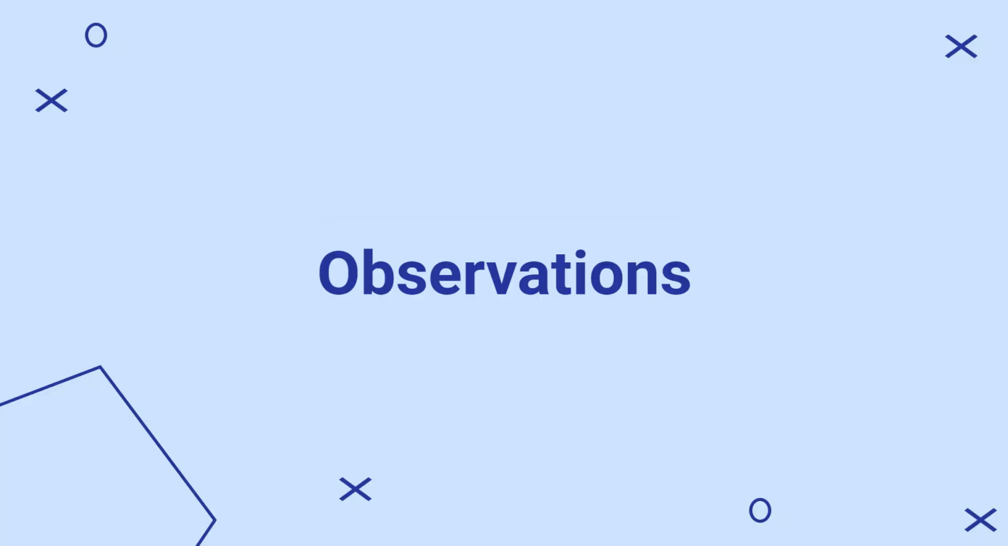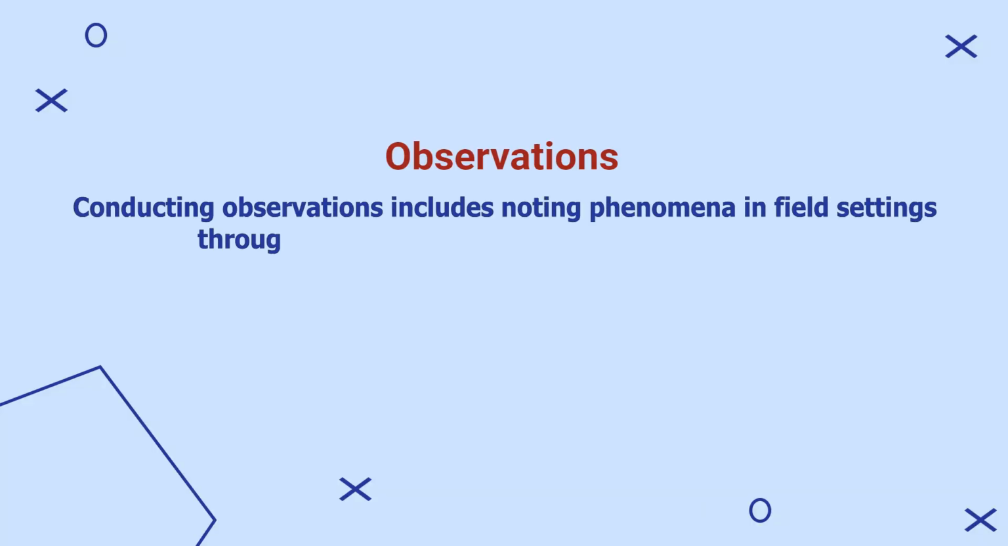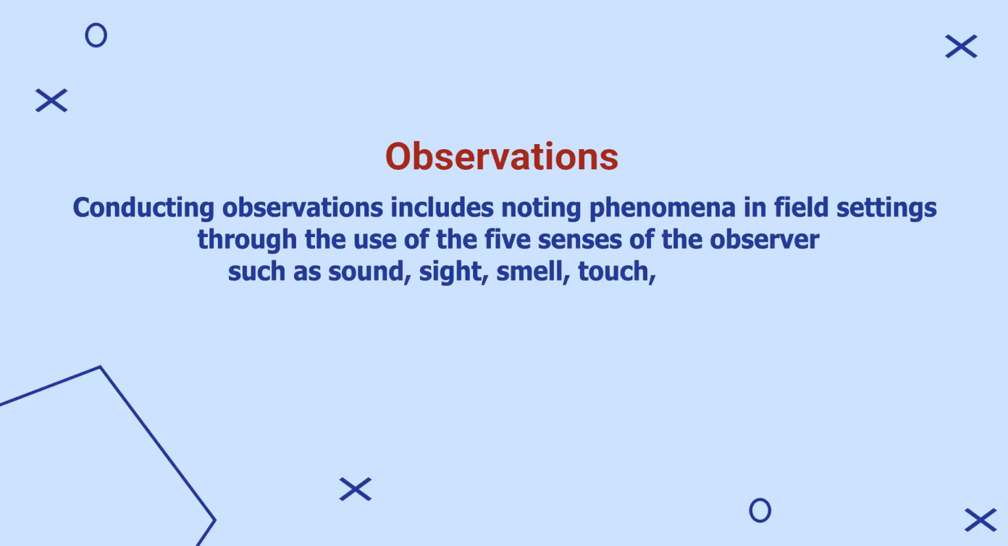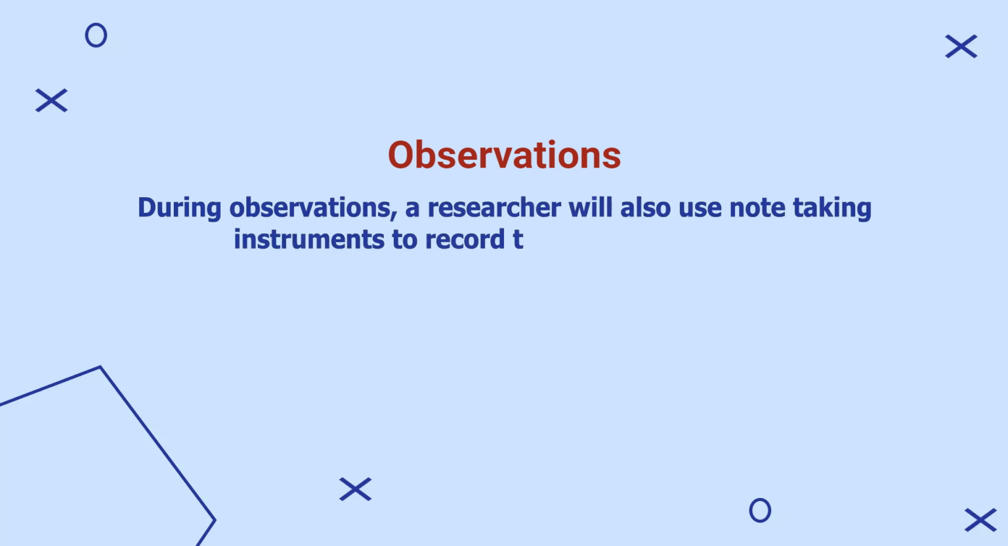Now, what are observations? Conducting observations includes noting phenomena in the field setting through the use of the 5 senses of the observer, such as sound, sight, smell, touch, and taste. During observations, a researcher will also use note-taking instruments to record the observations for research purposes. The purpose of research and research questions will be the main determinant of the observations made by the researcher.